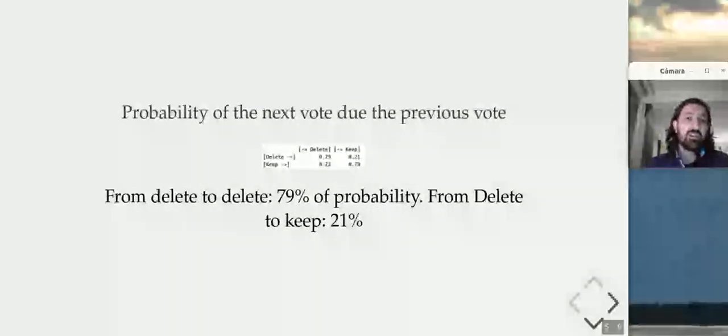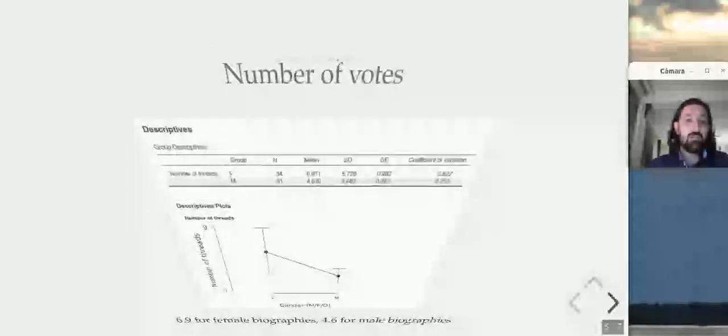The probability of the next vote given the previous vote in this table shows that it's easier to keep the same line of voting, and it's less probable that you change from one kind of vote to another. For example, if you have a delete vote, you have 79% probability of keeping the same delete vote in the next vote, and to change it you just have 21% probability. So if you have a line of delete votes and then you need to change it to keep a biography alive, there is only a 21% probability that that's going to happen.